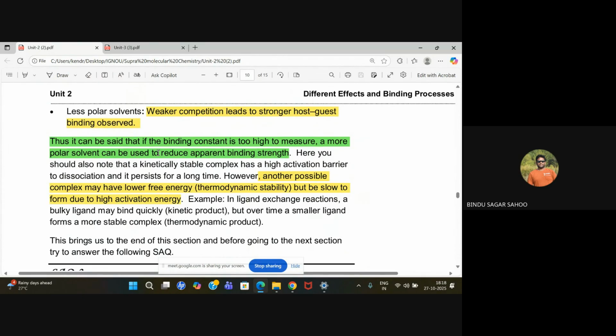Okay. So there is a barrier: if the time period is more than half a minute, then we can say this will be a thermodynamic product. If the half-life will be less than half a minute, then it will be a kinetic product.